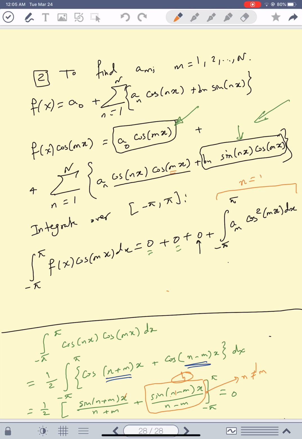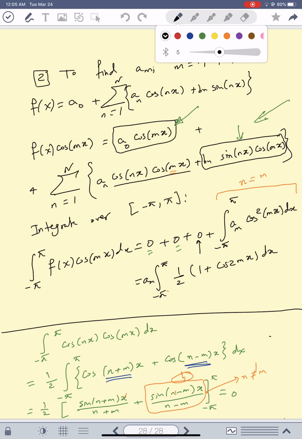So this becomes the integral from minus pi to pi. The am is just a constant. You need to integrate the cosine square. What is the integral of cosine square? It's half, 1 plus cosine 2mx, dx. As usual, the cosine 2mx will be 0, and what you will have is pi am. Okay? So now I need to delete this.